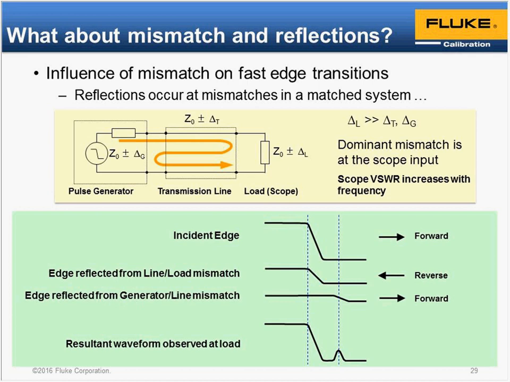So take a look at the green box at the bottom of that slide. What I'm trying to show is how an instant edge traveling forward from the pulse generator towards the oscilloscope gets reflected back and forth through the transmission line and then results in a little blip appearing at the oscilloscope end. So what you actually see on the scope display is a transition followed by a little blip. And the little blip is because of the mismatch condition.